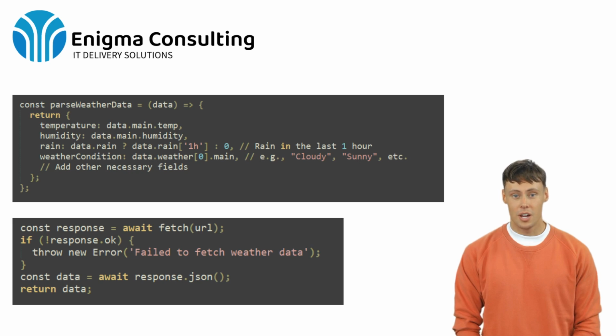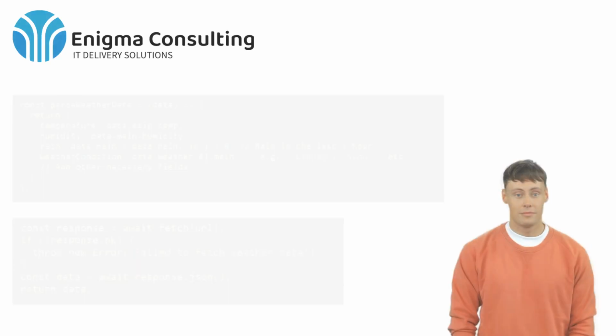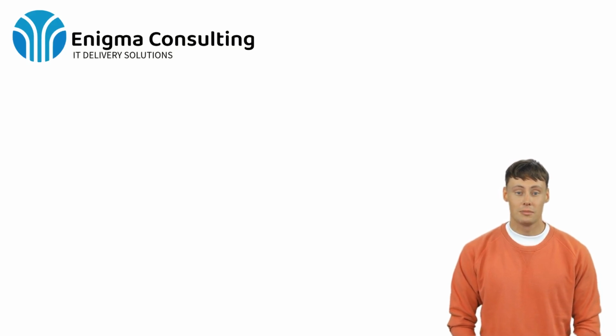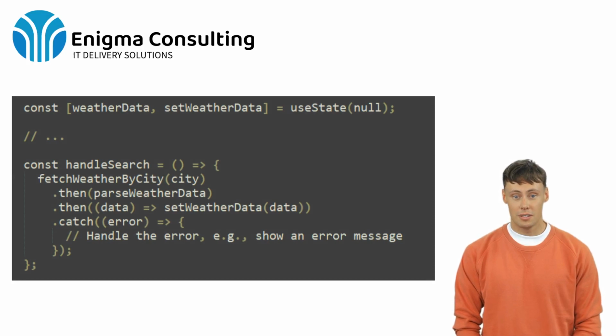When working with APIs, it's essential to handle potential errors. You can add error handling to your fetch functions like this. You'll likely want to store the weather data in your component state so you can easily display it in your UI. Here's an example using React's useState hook.